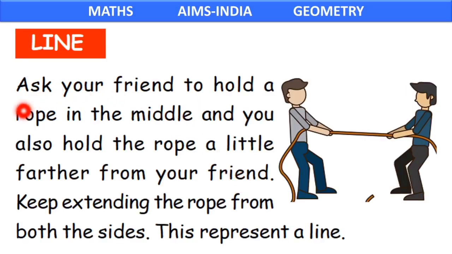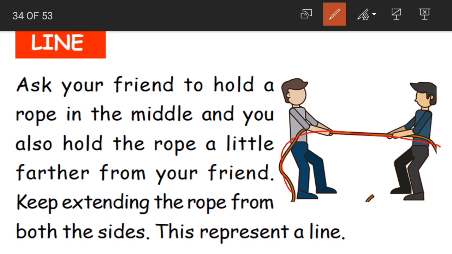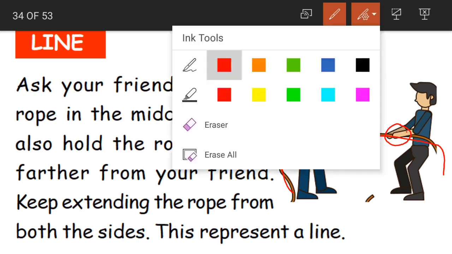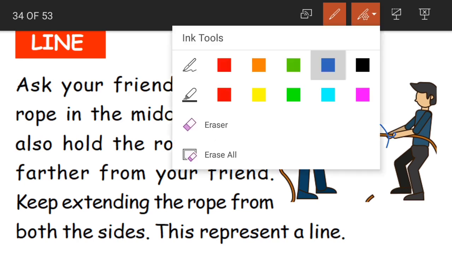Now in the same way we have line. Ask your friend to hold a rope in the middle, and you also hold the rope a little farther from your friend. Keep extending the rope from both the sides. This represents a line. What are we doing here? This is a rope, and your friend is holding here and you are holding here. So this part becomes our line segment. This part has two end points, this point and this point. It has two end points and it becomes the line segment.